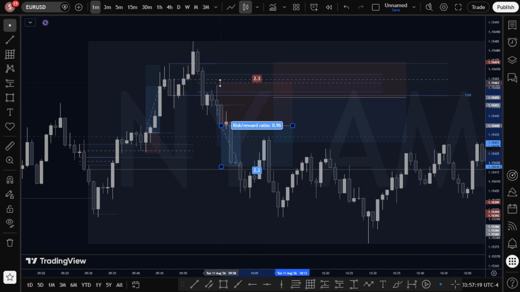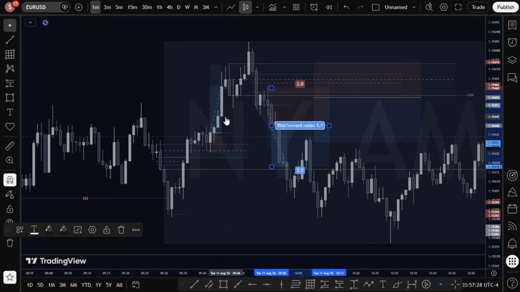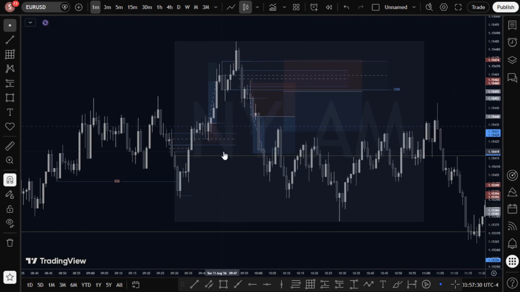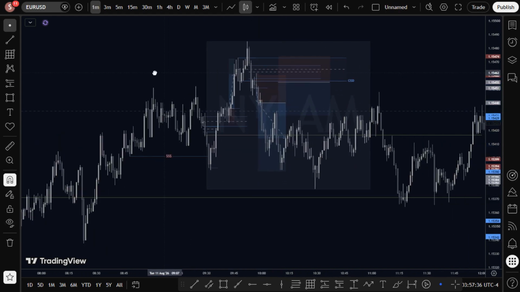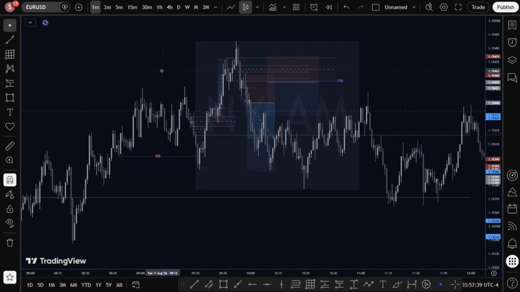Place my stop loss above here, or place it here, because this is giving us more than 2 points. So I will take 2 points. Target 1 to 2, 1 to 3. So that's it. That is how you trade it, guys. This is my own approach.